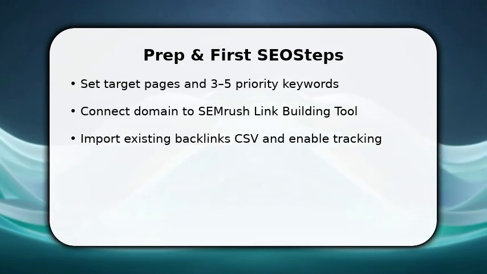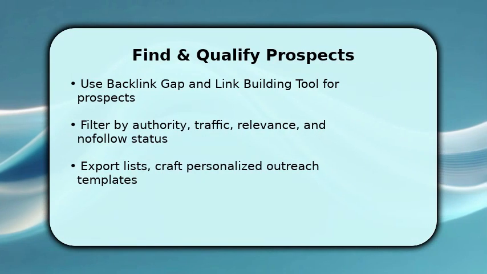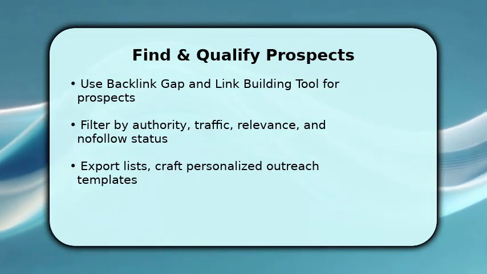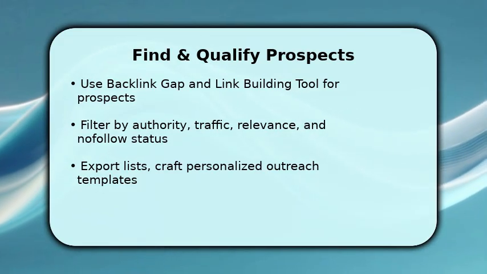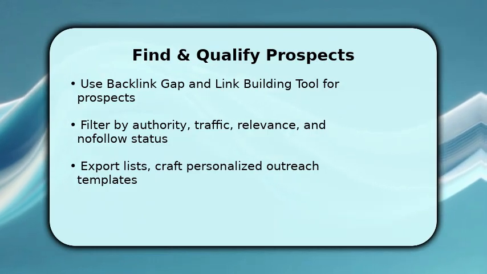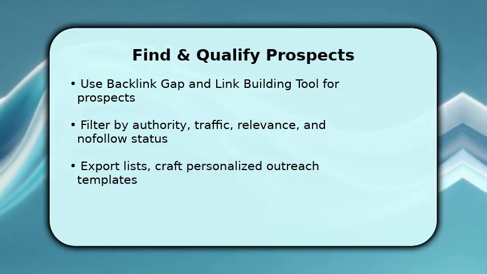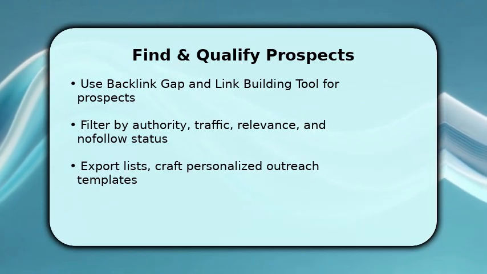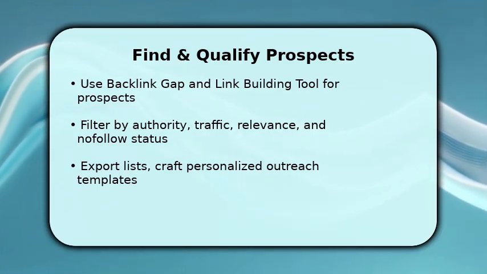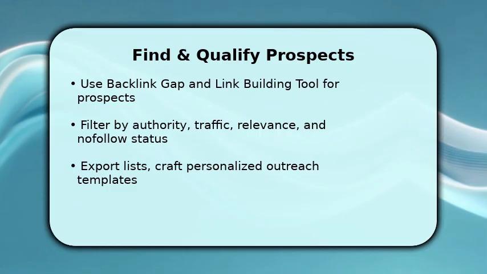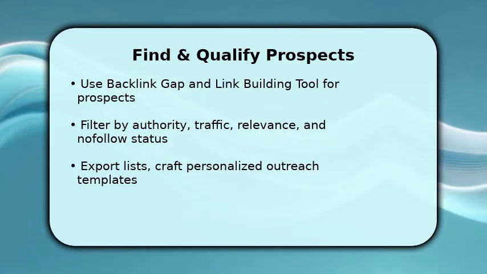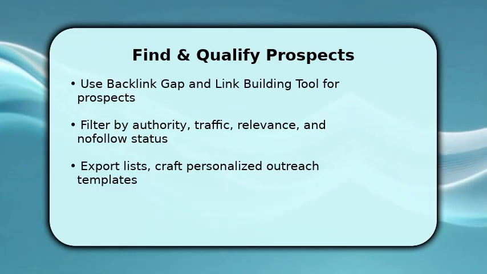Now you build the prospect list. Run Backlink Gap and the link building tool to surface sites linking to competitors and editorial targets. Once results are visible, filter by authority, organic traffic, topical relevance, and follow versus no-follow status to prioritize opportunities. Export the refined list and create outreach templates that reference the prospect's content specifically.